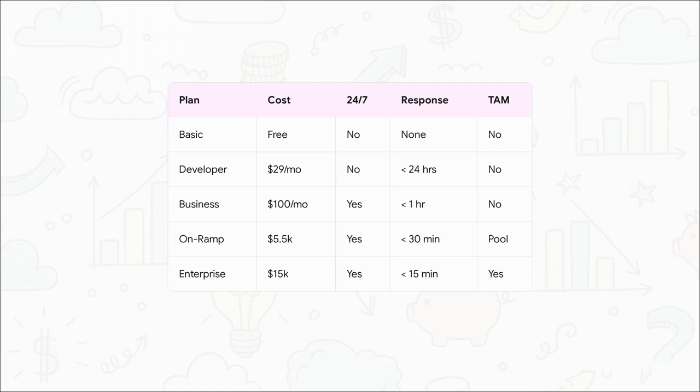But take a look at the bottom tiers, Enterprise On-Ramp and Enterprise. These are meant for massive, mission-critical workloads. Notice that VIP column on the far right? TAM Access. TAM stands for Technical Account Manager. Only the top enterprise tiers get you access to these dedicated experts who proactively help your business. And at the highest enterprise tier, if your whole system crashes, AWS literally guarantees a response in less than 15 minutes. No way you're staying offline for long.